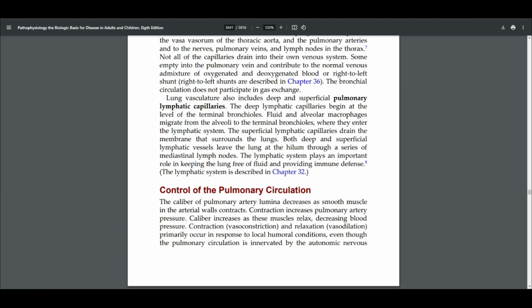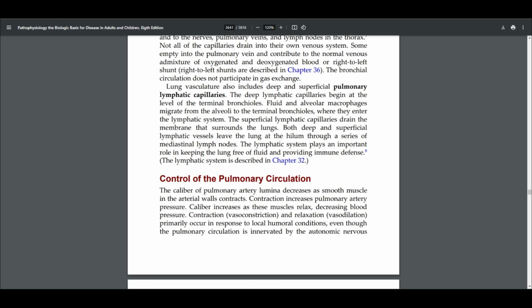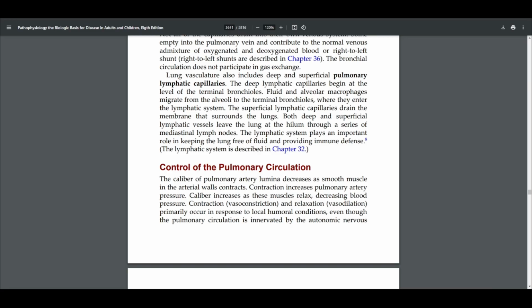Lung vasculature also includes deep and superficial pulmonary lymphatic capillaries. The deep lymphatic capillaries begin at the level of the terminal bronchioles. Fluid and alveolar macrophages migrate from the alveoli to the terminal bronchioles, where they enter the lymphatic system. The superficial lymphatic capillaries drain the membrane that surrounds the lungs. Both deep and superficial lymphatic vessels leave the lung at the hilum through a series of mediastinal lymph nodes. The lymphatic system plays an important role in keeping the lungs free of fluid and providing an immune defense.